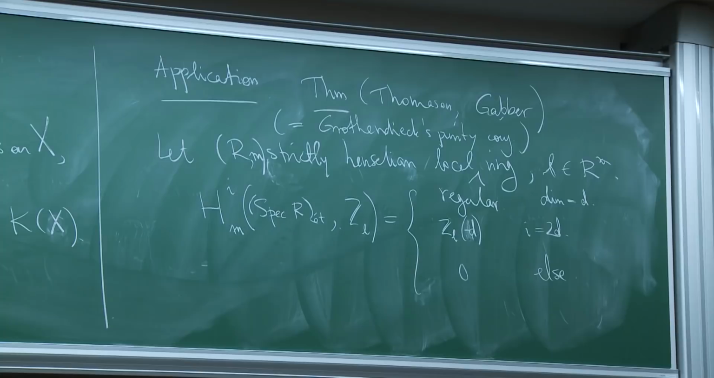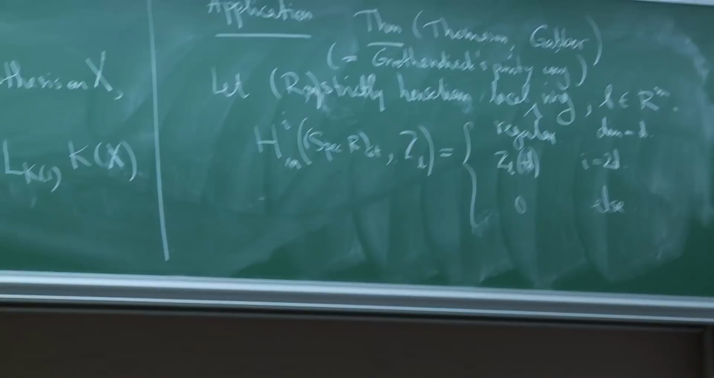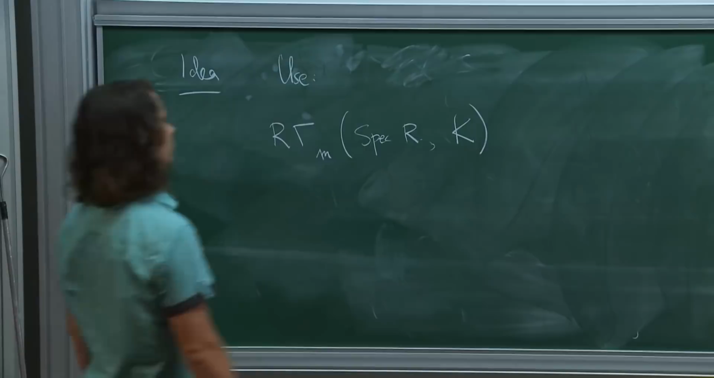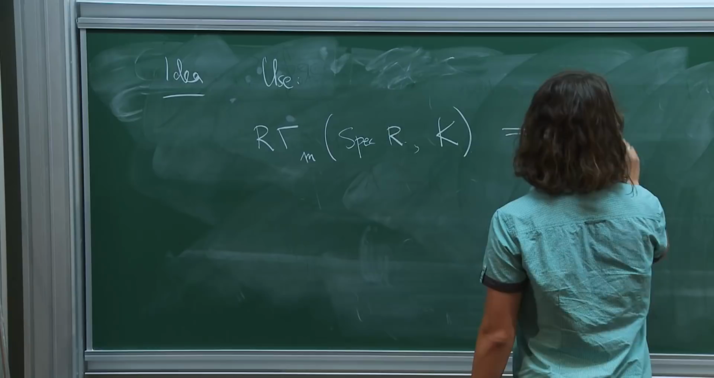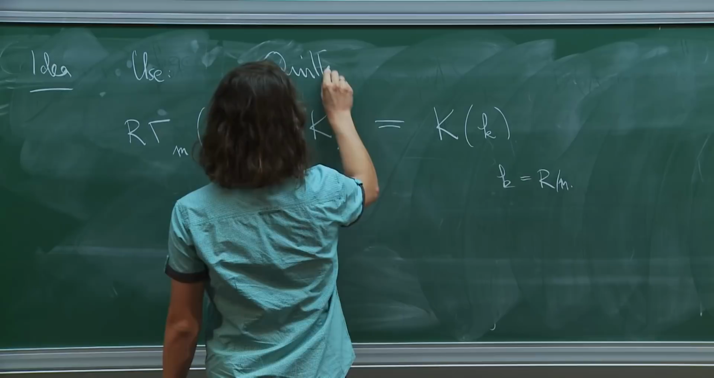So you use the following thing, that you can also look at the cohomology with support at the maximal ideal. So let me write X for Spec R, with the Zariski topology. It's a K-theory spectrum. This is just the case here of little k, where k is the residue field. So this is a version of Quillen's dévissage theorem, and it uses that R is regular.